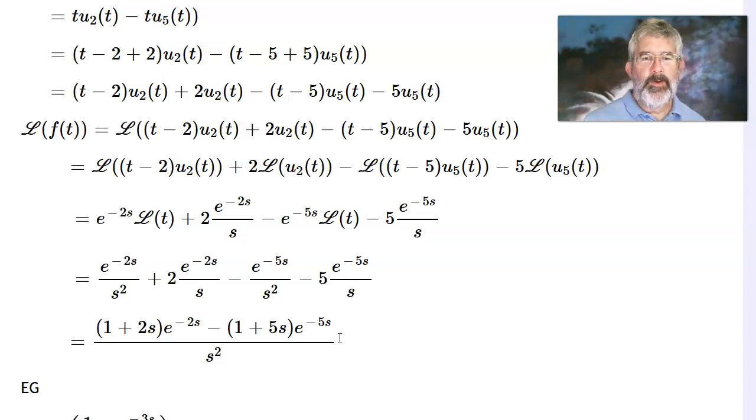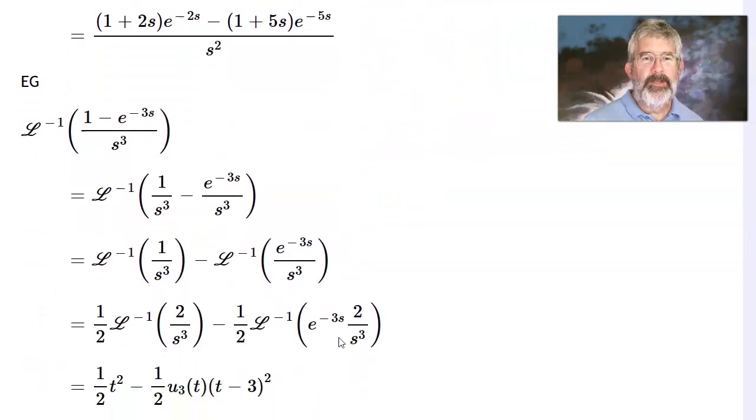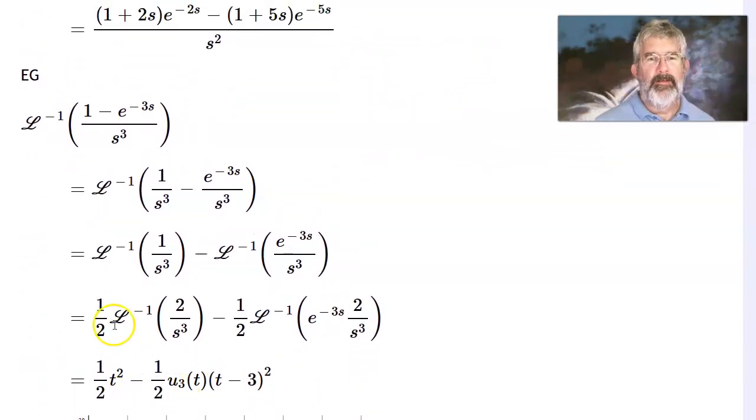One more example. This example, let's go the other way. So let's do the inverse Laplace transform of something. Here I want the inverse Laplace transform of 1 minus e to the minus 3s over s cubed. I'm going to break this up, so use the distributive property to divide the s cubed into both of those pieces. Then the inverse Laplace transform is a linear operator, so it distributes over addition and commutes with scalar multiplication, so that minus sign can come out.